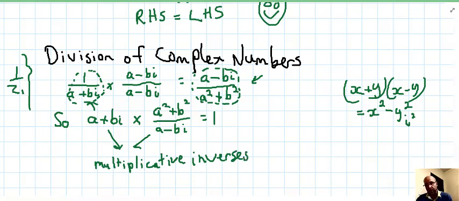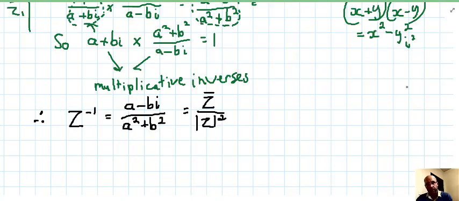So to formalize that, we have z inverse, which is the multiplicative inverse, is equal to a minus bi over a squared plus b squared, which is z conjugate over the magnitude of z squared. So make sure we note that. The multiplicative inverse of a plus bi is a minus bi over a squared plus b squared.